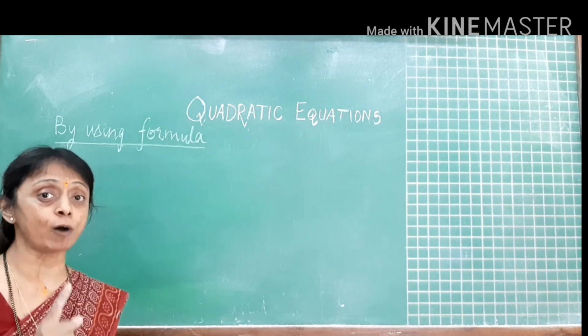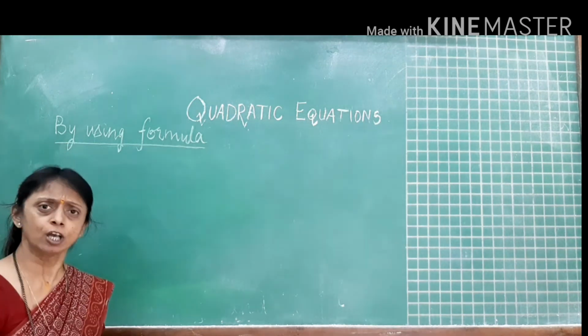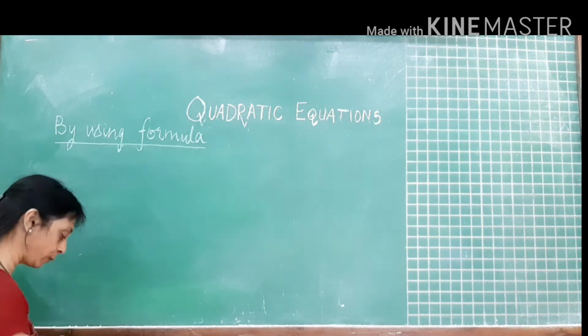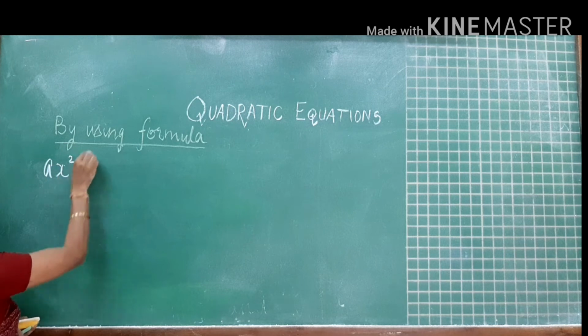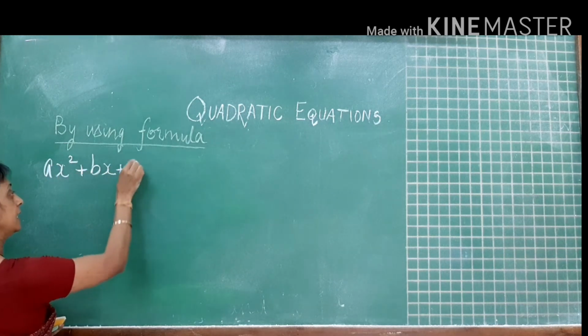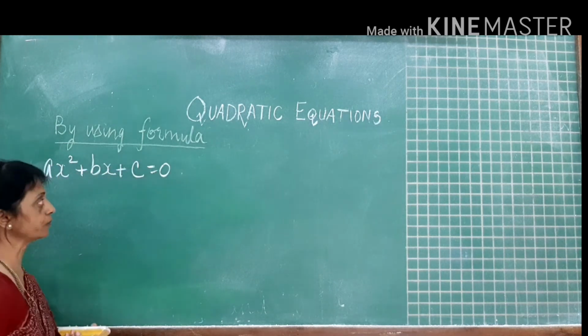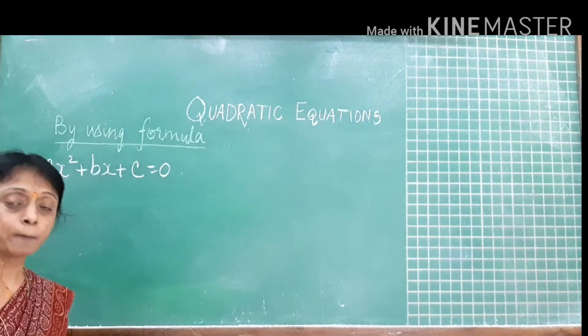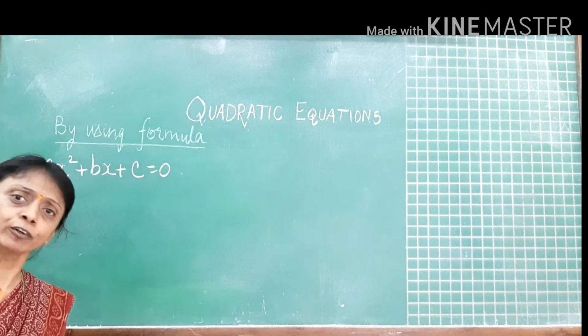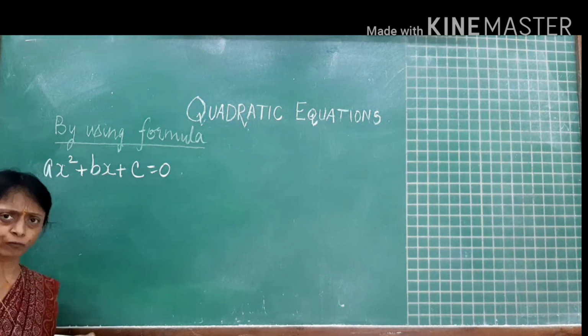Write the general form of the quadratic equation. What was the general form of the quadratic equation? Let's write it down. It was ax square plus bx plus c, which is equal to 0. Let's use all the steps that we used in the completing the square method for all the problems.